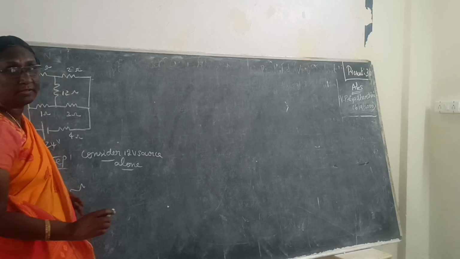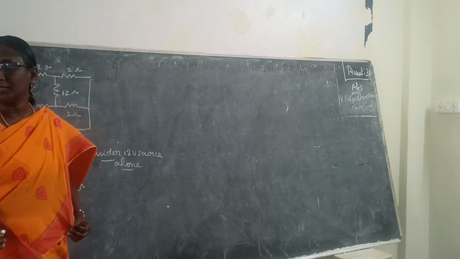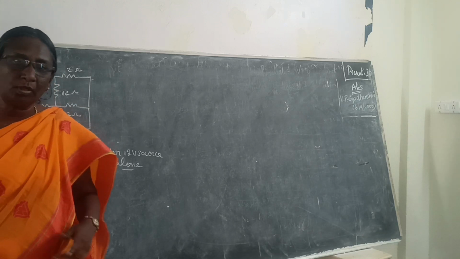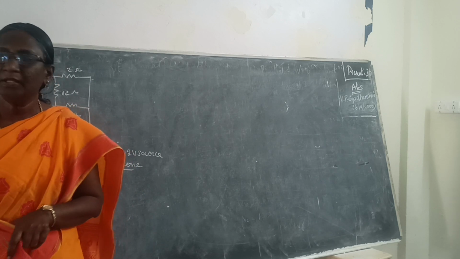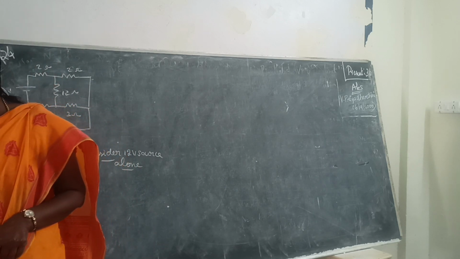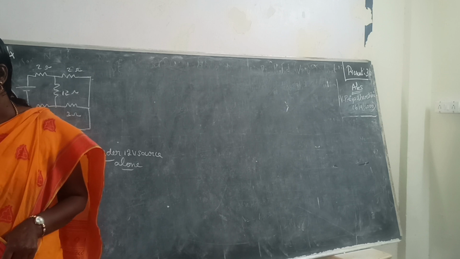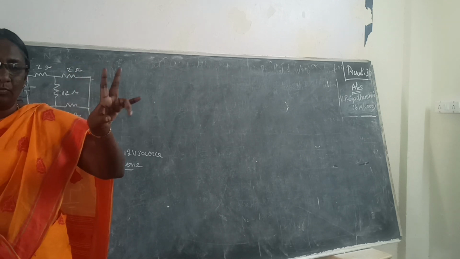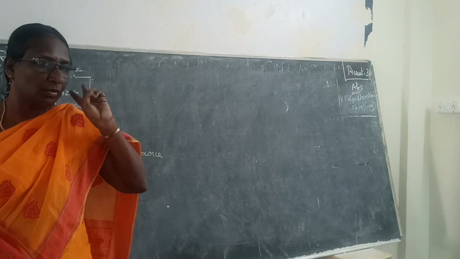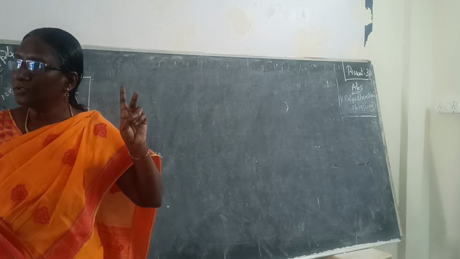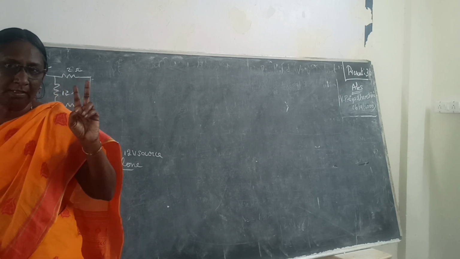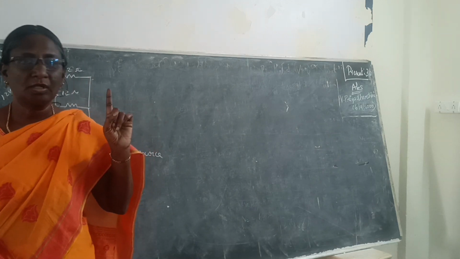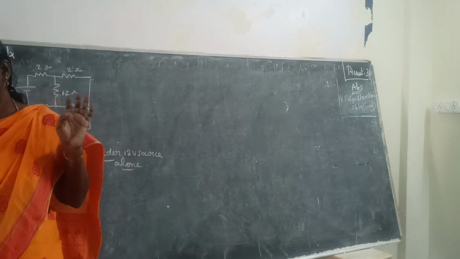listen to one more thing. Under what condition is the current 0 and under what condition is the voltage 0? We have two conditions, open circuit and short circuit. In an open circuit, the current is 0. In a short circuit, the voltage is 0.